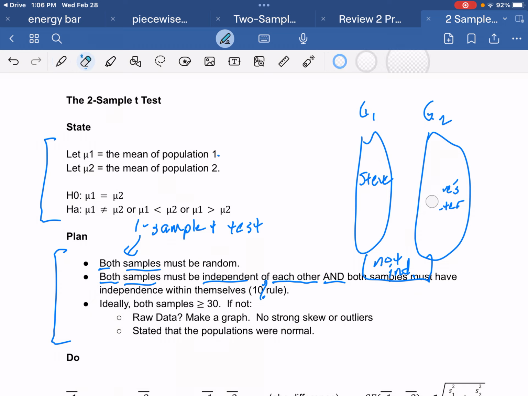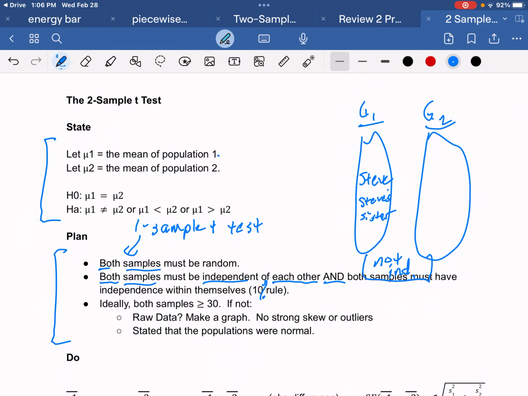But here's the other part. Not only do the two groups have to be independent of each other, but also consider this. What if Steve's sister was in the same group as Steve? Then that's not good either. So you can't have relatives in each group, and you can't have relatives within the same group.